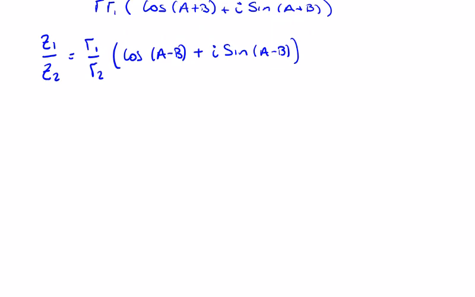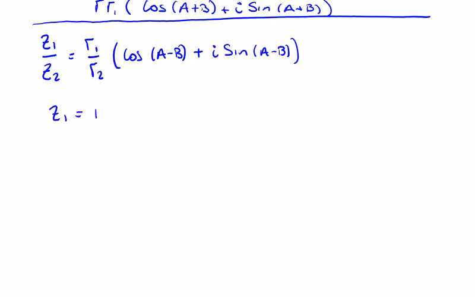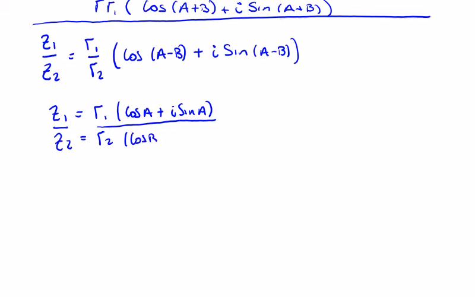So very similar, the division of complex numbers in polar form. This is the answer. z1 over z2 becomes the moduli divided by each other and the angles subtracted from each other. So let's have a look why. Let's let z1 equal r1 times the cos of a plus i times the sine of a, and z2 we let equal r2 times the cos of b plus i times the sine of b.